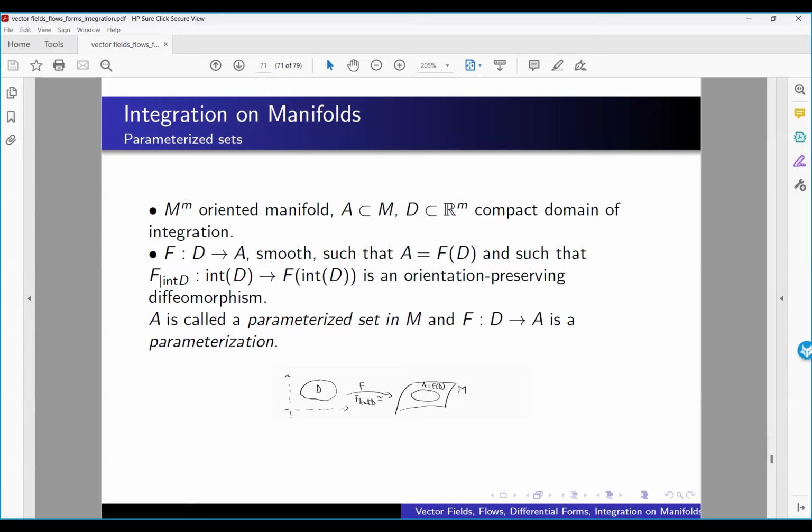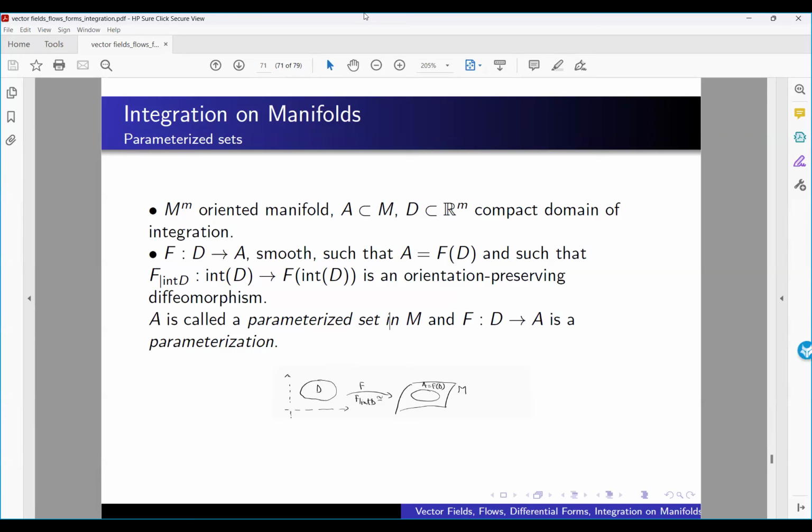Now, these are technical details. A diffeomorphism will be orientation preserving when the determinant of its Jacobi matrix is not 0, so when the Jacobi matrix is not singular. So if we can define such a diffeomorphism, then A, the subset of M, is called a parameterized set of M, and that function is called the parameterization. So we simply parameterize a subset of a manifold via a subset of Rm, which is where we know how to work.